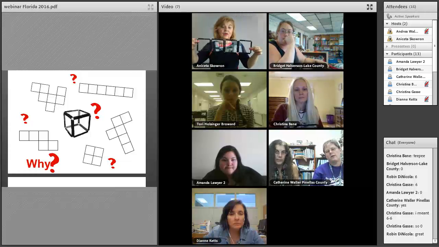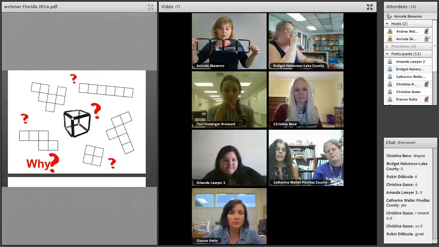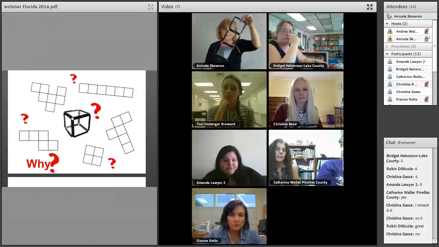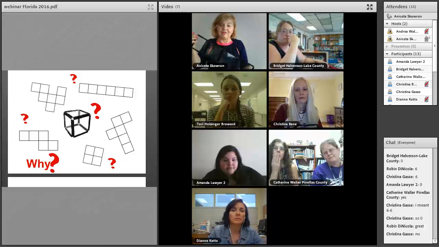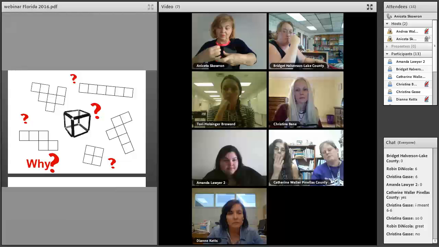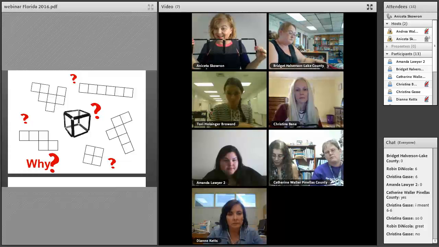is this a net for a cube? Can you make a net? Can you make a cube out of it? No, because there are not enough squares, right? So this is not a net for a cube.